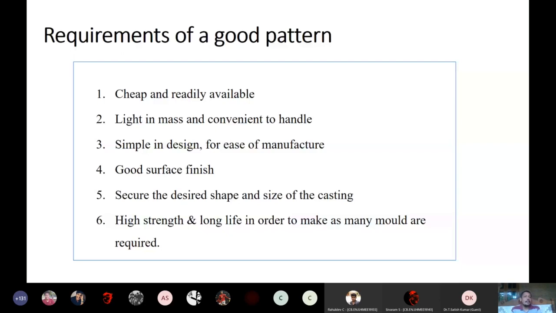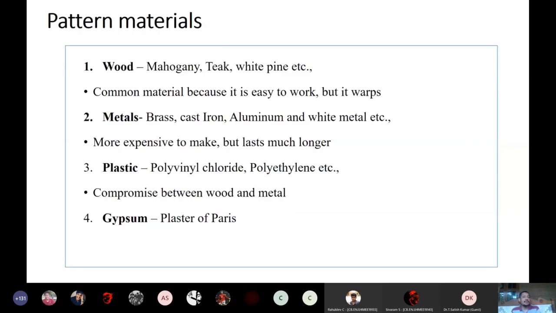So you can see these are the common pattern materials which are used in foundries. The common one is wood. You can use mahogany or teak or white pine, etc. These are the common wood materials used to make patterns, because wood is very easy to work and it is available in abundance in nature. But the drawback is that warpage is the main issue with wooden pattern material. You can overcome this by going for a metallic pattern.